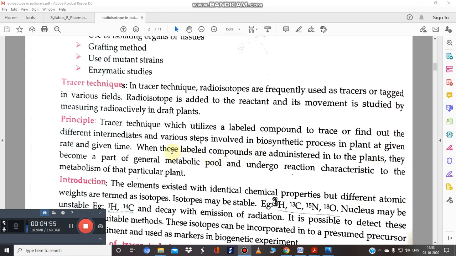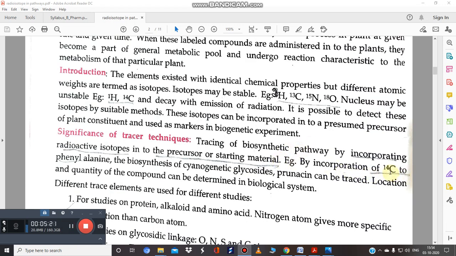We will use the radioactive compound and give it to the plant so that it becomes part of its general metabolic pool, and we can monitor it because it is radioactive. It will emit radiation, so we can monitor it. Very simple. Here an example is given: 14C is used by incorporation of the 14C into phenylalanine, and the biosynthesis of cyanogenetic glycosides can be traced. So this is an example.